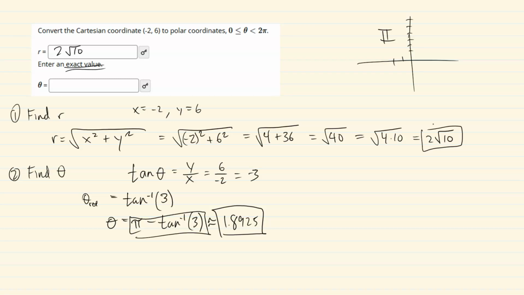So anyways, that's how you go about this problem to find r and theta, which are the polar coordinates, given the Cartesian coordinate values.